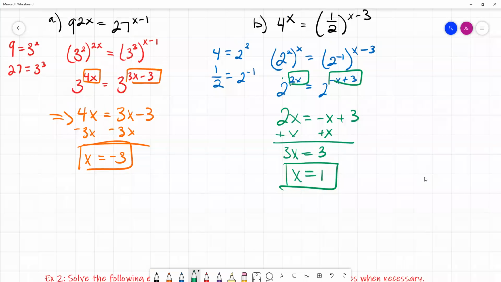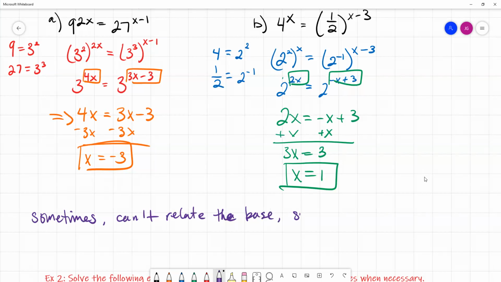And so sometimes we can't relate the base. So that's going to be a good little note to write. Sometimes we can't relate the base. So we use logs in those cases.